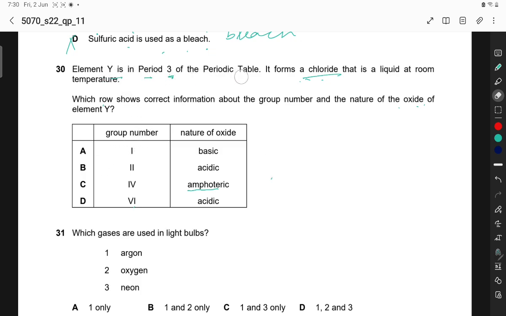Y is in period 3 of the periodic table. It forms a chloride that is liquid at room temperature and pressure. Which row shows correct information about the group number and the nature of the oxide of the element Y? Period 3 is sodium, magnesium, aluminum, silicon, phosphorus and sulfur.